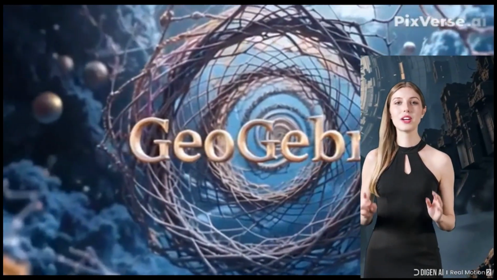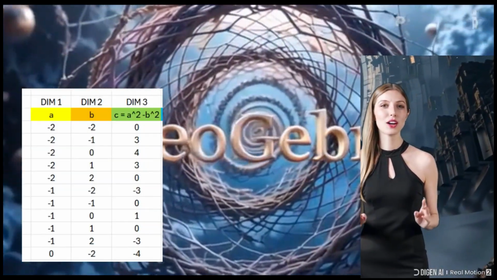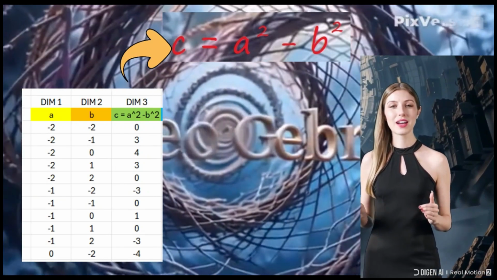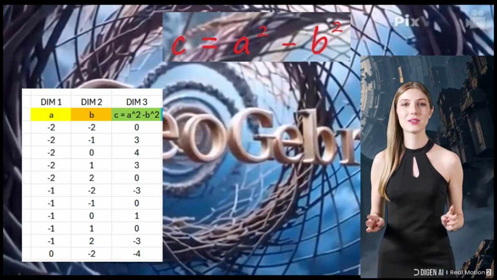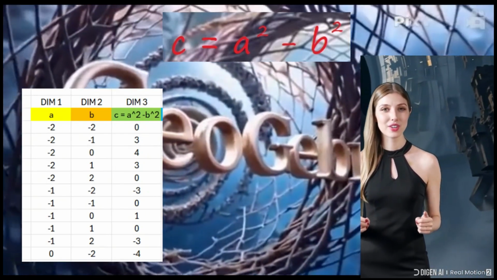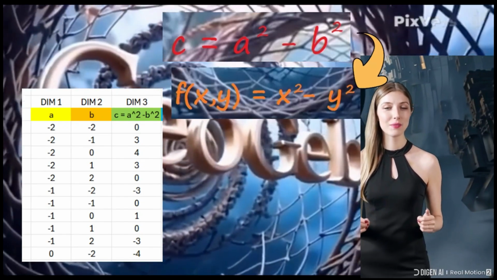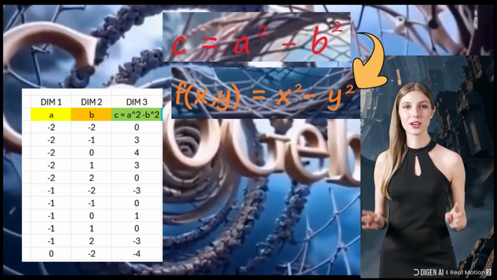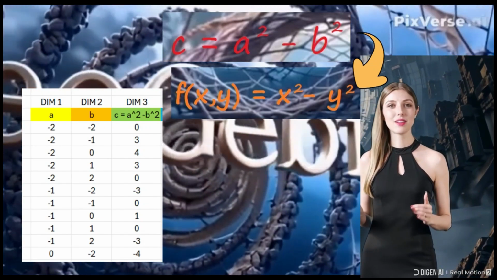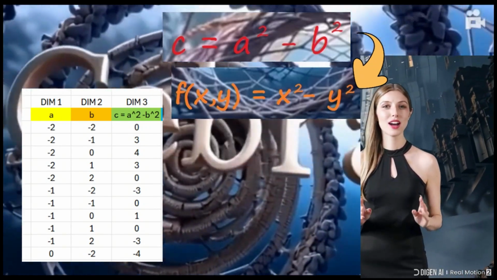We use the relation c equals a squared minus b squared to calculate the third dimension. In GeoGebra, we need the function in the form of x and y. The relation can be written as a function of x and y: f(x, y) equals x squared minus y squared.